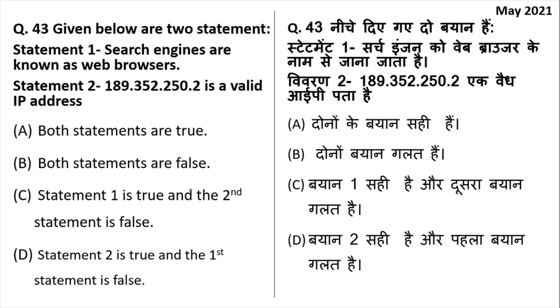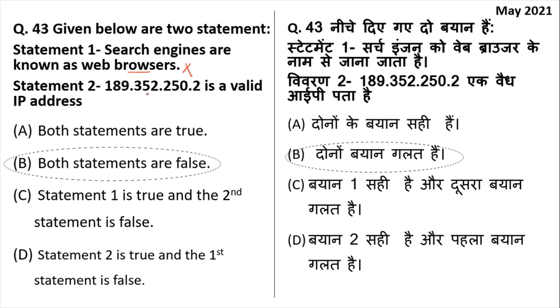So in this question, both of the statements are false because search engines are not web browsers. In one of the questions recently we saw, a search engine is a particular service that helps you to access the world wide web, while web browsers are applications. So both are not the same thing, because Google Chrome is an example of a web browser and Google is a kind of search engine.